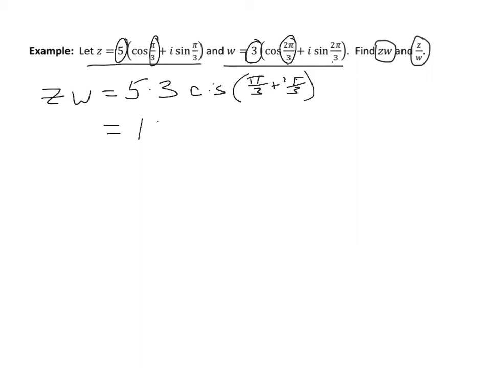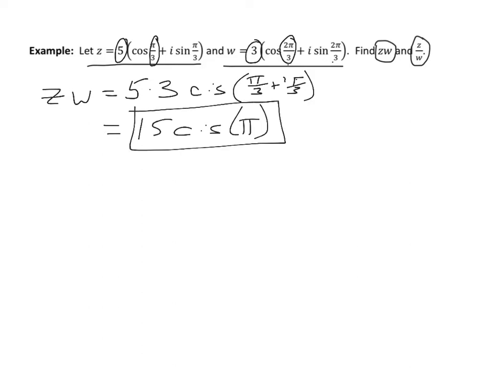And so when I work through this, it is 15 cis pi. Now, it might actually be fun to confirm this and look at it to make sure that this is the case. So this is the answer I got using this new property, but let's take a moment and convert. What is z in rectangular form? What is w in rectangular form? And what is this in rectangular or Cartesian form? Let's check all of those things and make sure it all matches.